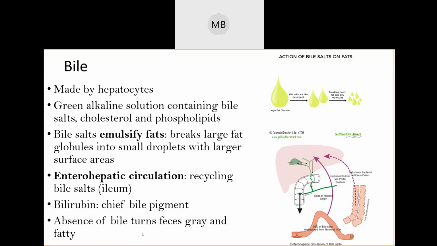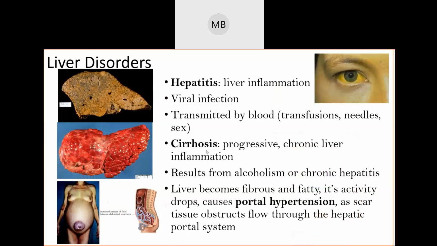If your body is not making enough bile, your feces is going to turn gray and fatty, meaning it's going to be runny like oil, unpleasant, and it's going to be more gray in color. That's a good sign that your liver is not doing its job and you have a problem. Please see a doctor if you see that kind of thing in someone or yourself.